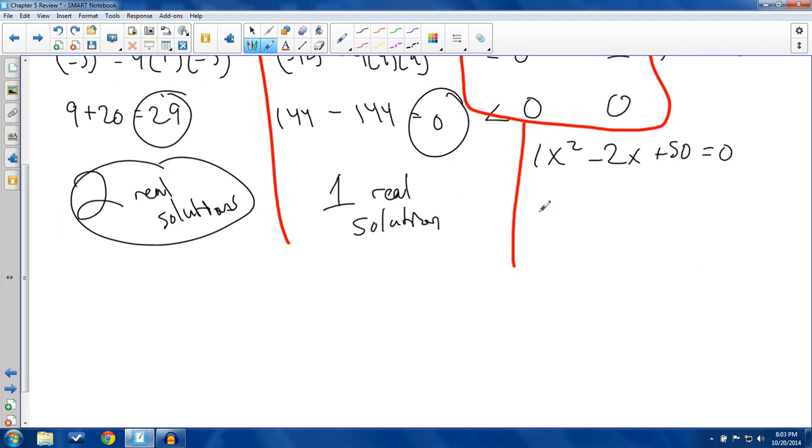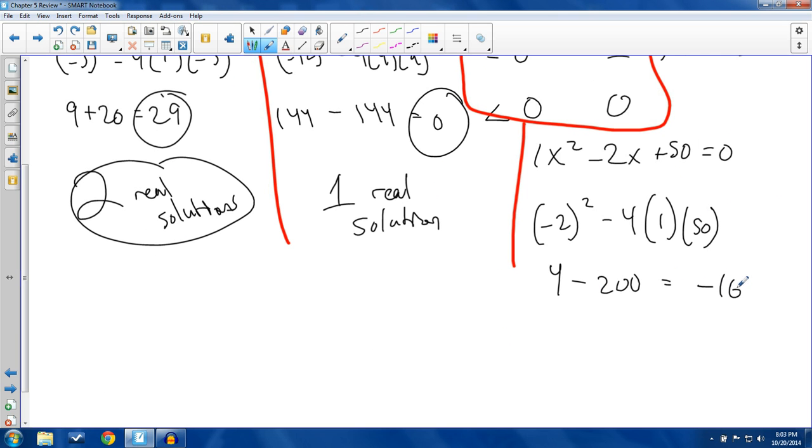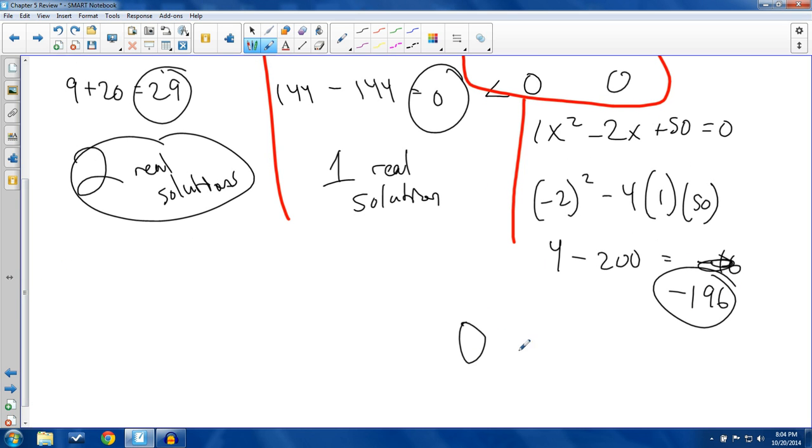Now, discriminant. B squared minus 4ac. That is 4 minus 200, which is a negative number. Negative 196. You don't really need the answer as badly as you need to know that it's negative. This has no real solutions.